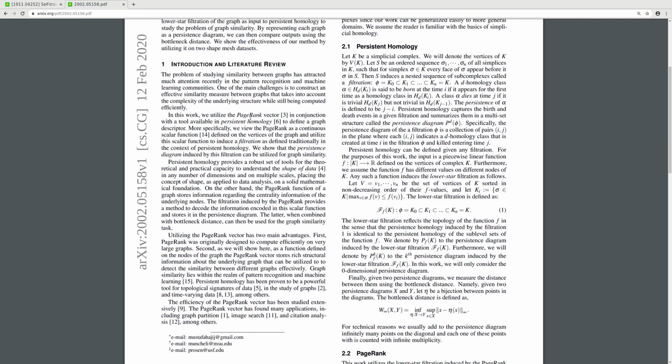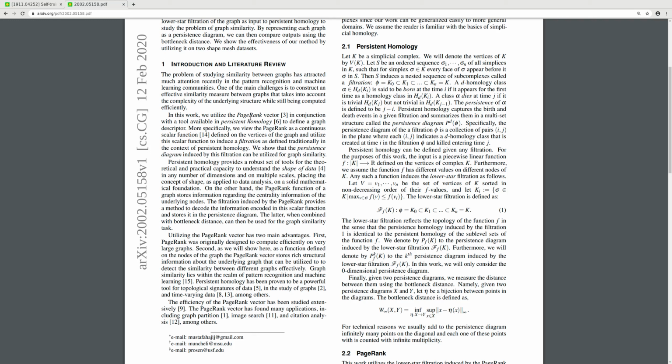Introduction and literature review. The problem of studying similarity between graphs has attracted much attention recently in the pattern recognition and machine learning communities. One of the main challenges is to construct an effective similarity measure between graphs that takes into account the complexity of the underlying structure while still being computed efficiently. In this work, we utilize the PageRank vector in conjunction with a tool available in persistent homology to define a graph descriptor. More specifically, we view PageRank as a continuous scalar function defined on the vertices of the graph and utilize this scalar function to induce a filtration as defined traditionally in the context of persistent homology. We show that the persistence diagram induced by this filtration can be utilized for graph similarity.